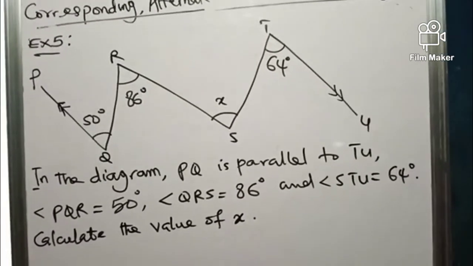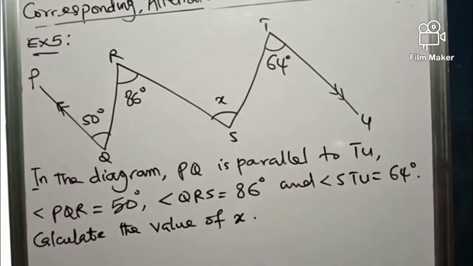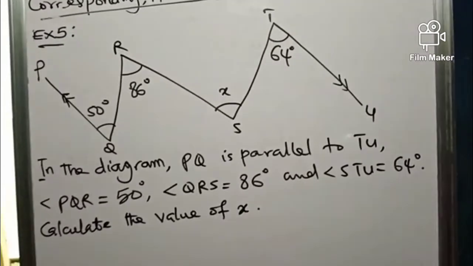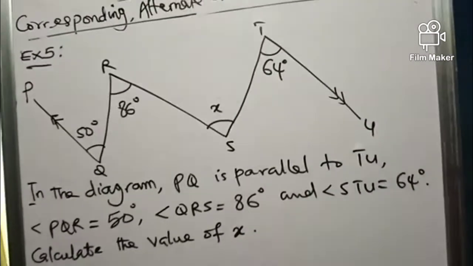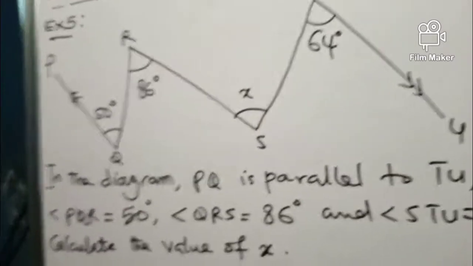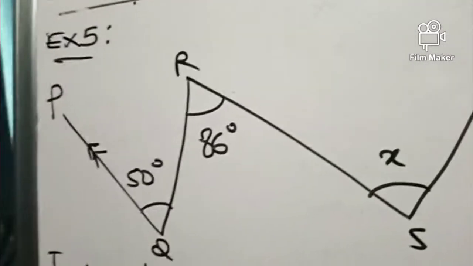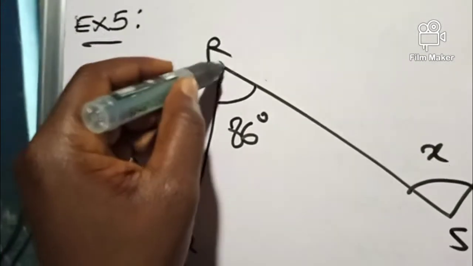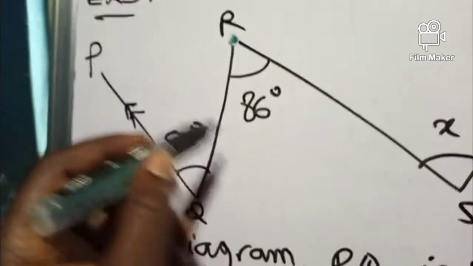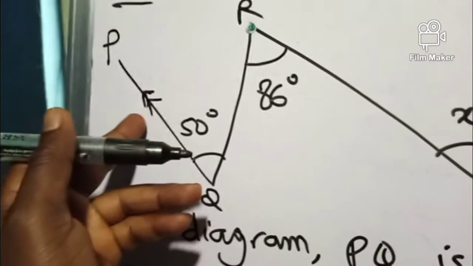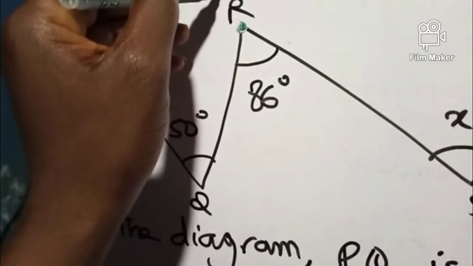And angle STU is equal to 64 degrees. The question says we should calculate the value of x. So to get the value of x, we are going to draw a line passing through this point that will be parallel to this line. So I'm going to draw the line now.